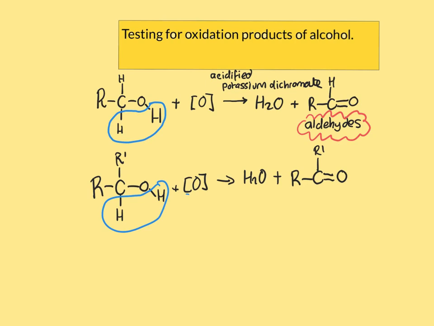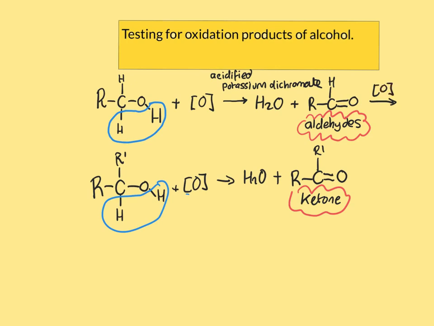The product of oxidation this time is in a slightly different class, even though it contains the carbonyl group. This is now a ketone, where the carbon double bond oxygen is surrounded by 2 other carbon atoms. So this is a ketone. And it is possible to distinguish between aldehydes and ketones because aldehydes can undergo further oxidation, but ketones cannot.